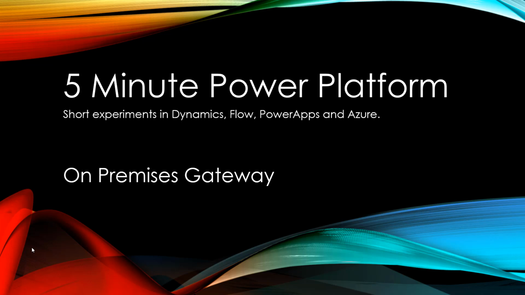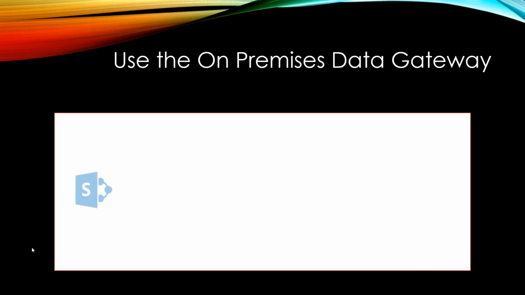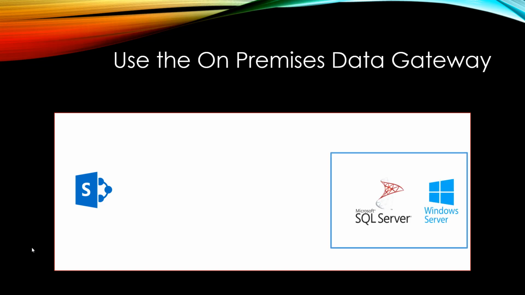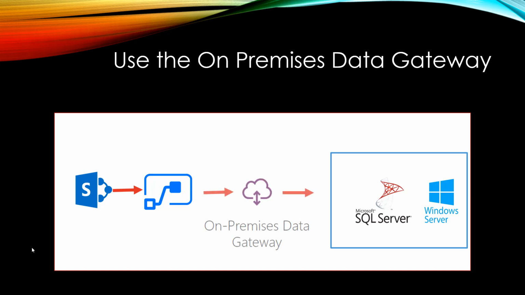This is 5 Minute Power Platform, where I'm doing short experiments in Dynamics, Flow, Power Apps, and more. And today we're going to use the on-premises data gateway. We're going to take some data from SharePoint and then put it into a table in SQL Server, running on Windows Server. And so to do that, we're going to use Flow and then connect through the on-premises data gateway, and we'll spend most of our time focusing on setting up the on-premises data gateway.